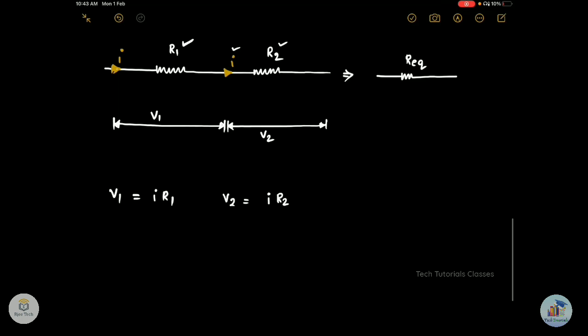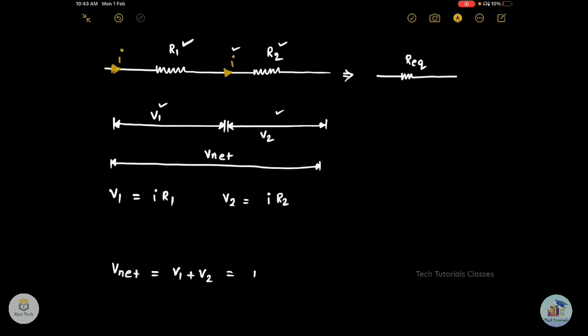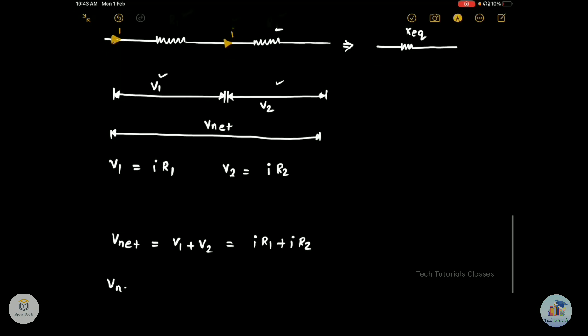So what is the net potential drop? Net potential drop would be V net, right? As you have guessed, V net would be equal to V1 plus V2. That means it will be equal to I times R1 plus I times R2, right? So V net, that is the net potential drop, would be equal to I times (R1 plus R2).